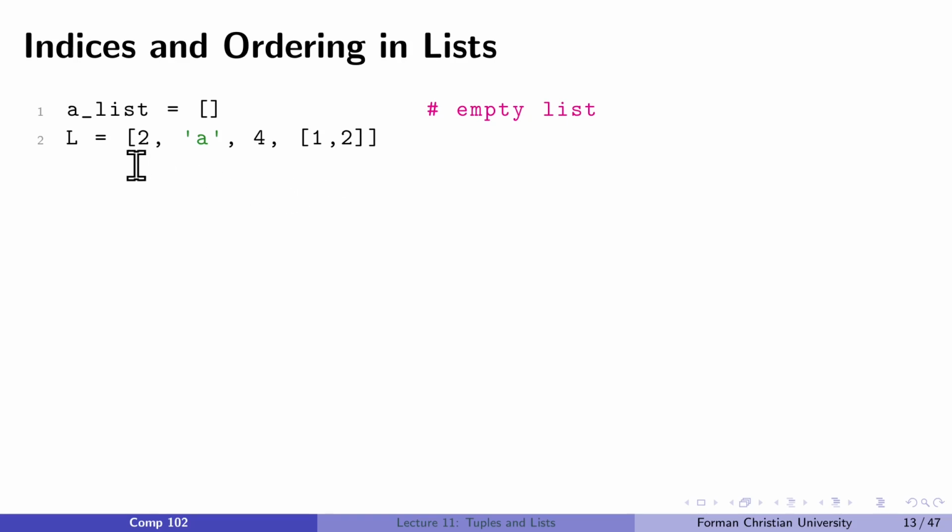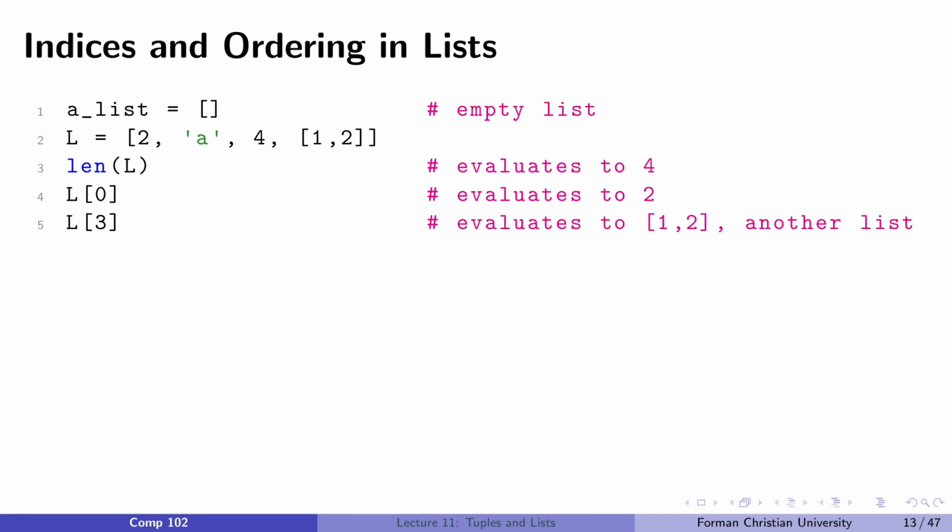L equals square brackets 2, a, 4. And here you can see that it contains another list as a fourth item. And then length of L gives you the number of items that are in L. So again, be careful that this list L does not contain 5 elements. It contains 4 elements because the fourth one is a list. It's not 2 elements. It's just one entire object that's counted. L of 0, that's the first item, gives you 2. L of 3 gives an entire list because that's what is stored at that position.